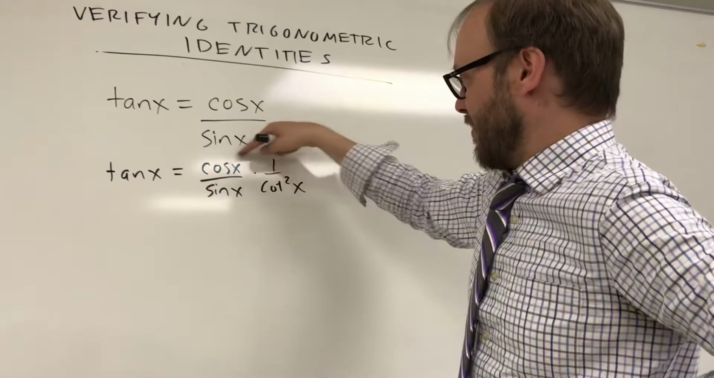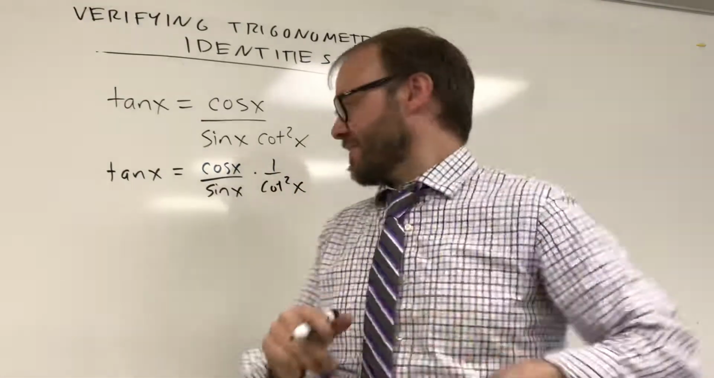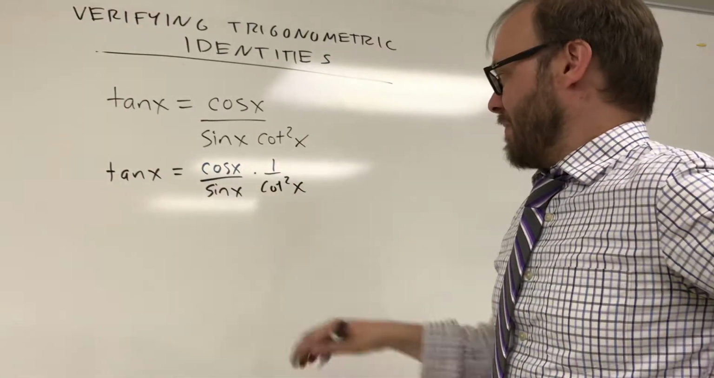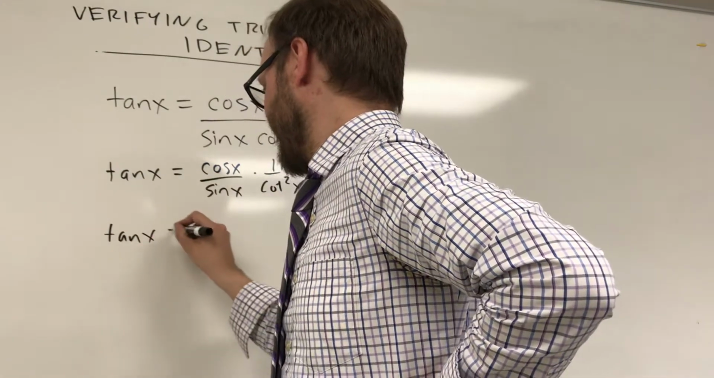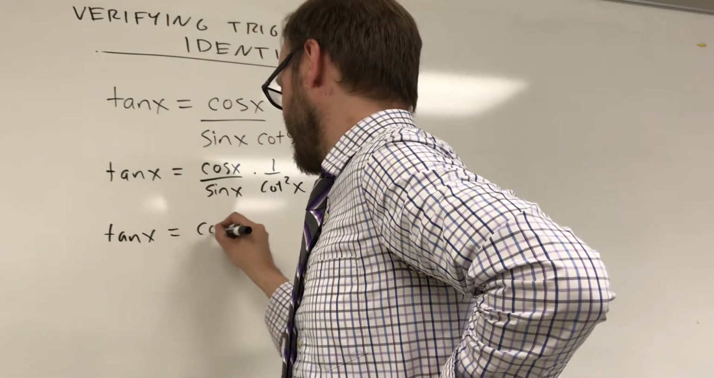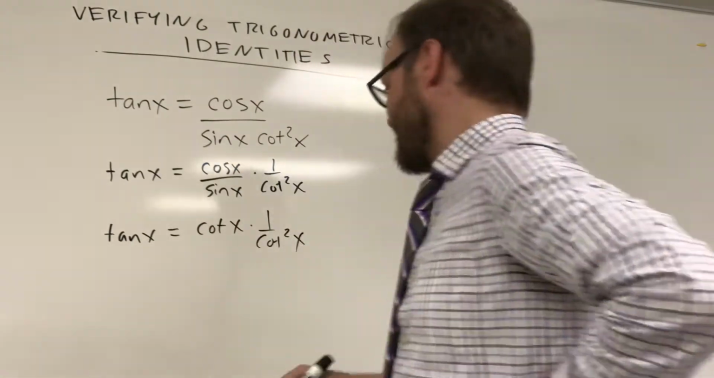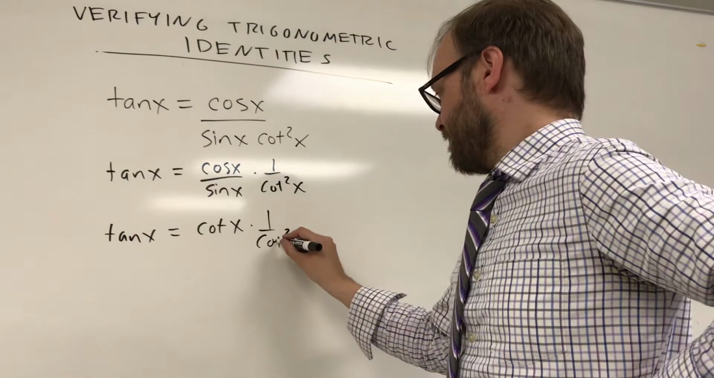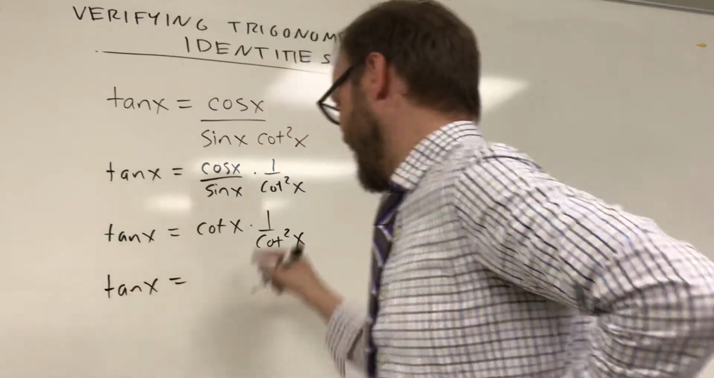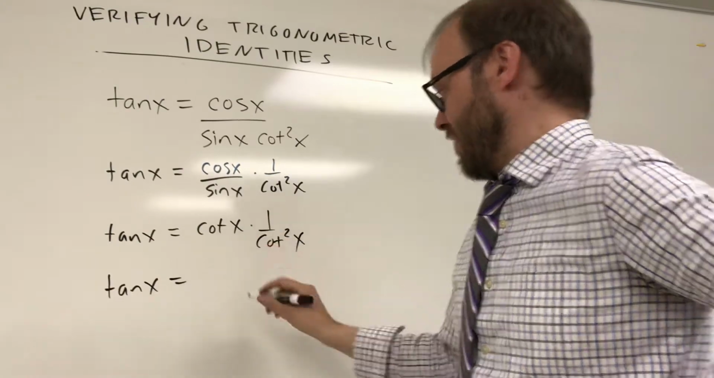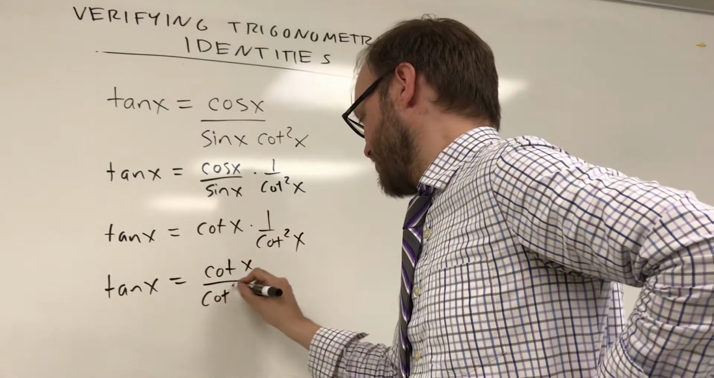So hopefully you can see here we get a cosine on top, we get the same thing on the bottom there. Those are equivalent statements. Okay, that's a cotangent of x. So tangent of x is equal to a cotangent of x times a 1 over cotangent squared of x. Okay. And of course, that means that tangent of x, I could multiply these together. That's over 1, right? Would be a cotangent of x over a cotangent squared of x.